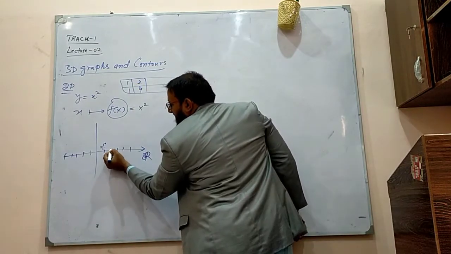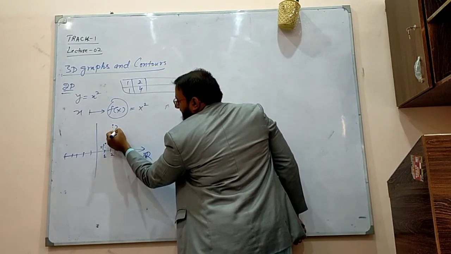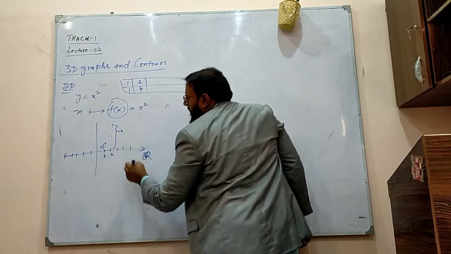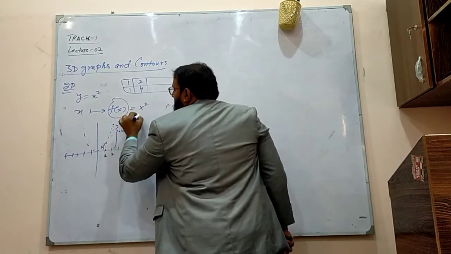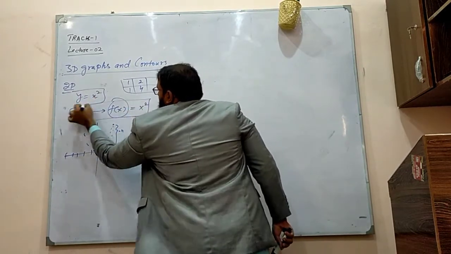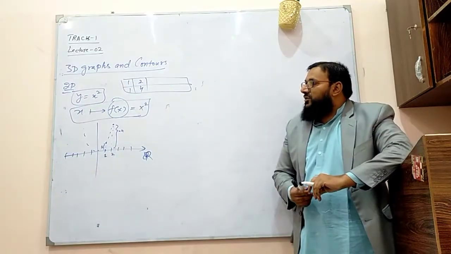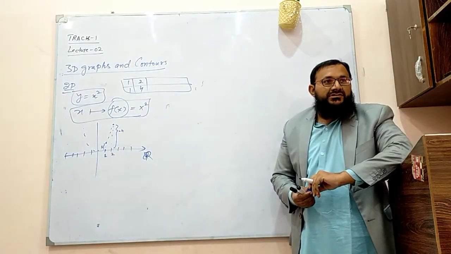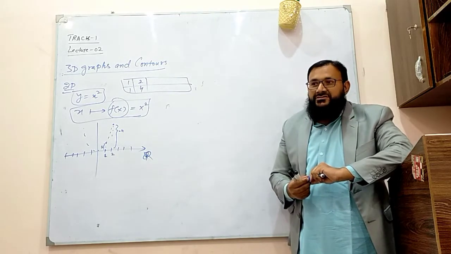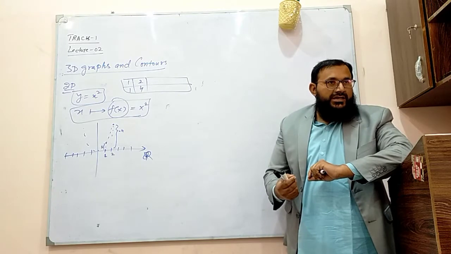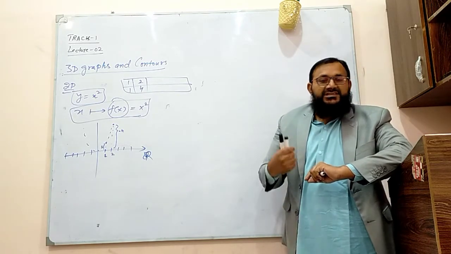So it means here the height is going to be 4. So this height is going to be 4. Then I join these points. Simply I get the graph of this particular function. So here how many inputs do we have? We have one input x, and how many outputs do we have? We have one output, that is y. One input is x, one output, that is f of x or y.